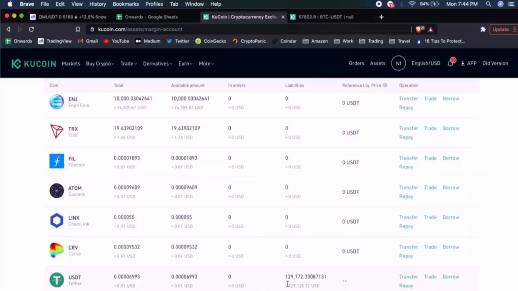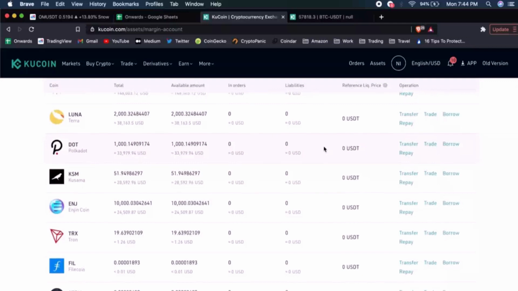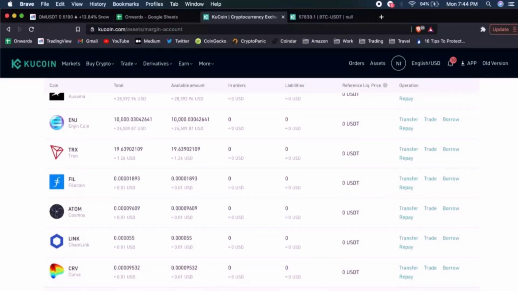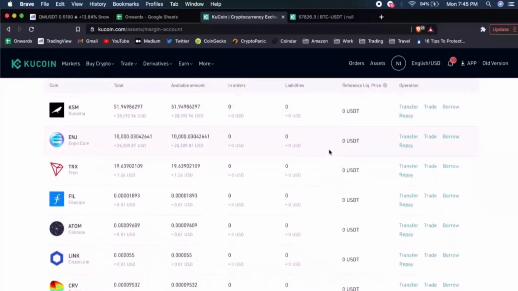So I owe 129, let's say 130,000, because I borrowed 130,000 USDT. And so 130,000 times 2 is 260, right? So it's almost 270. It's a little less than half, which explains the debt ratio. My debt, my USDT, is about 47% of my whole account value, right? And that's how you get your debt ratio, okay? Again, keep that under 30 always. That's the rule. 50 is the emergency button. And that's how you find your debt ratio.